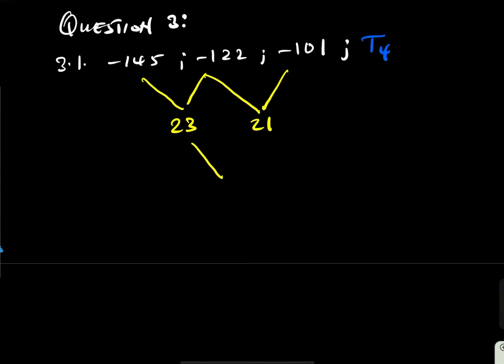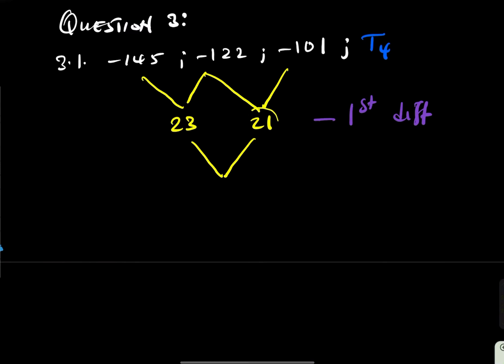And now I need to get the second difference. This is my first difference. The second difference is this value minus this value, so it's going to give me negative 2. It's very easy maths.